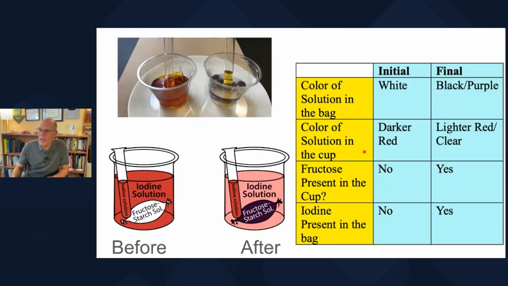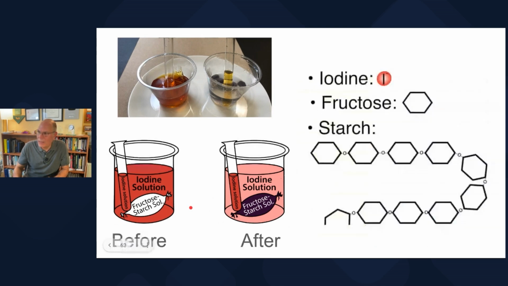Here's a table that summarizes what happens. The initial color of the solution of the bag was white. In the end, it's black or purple. The color of the solution in the cup was darker red. At the end, it's lighter red or even clear. Is fructose present in the cup at the start? Nope. Is it present there at the end? Yes. Was iodine present in the bag at the start? Nope. Was it there at the end? Yes. And here are two diagrams that demonstrate what's going on.